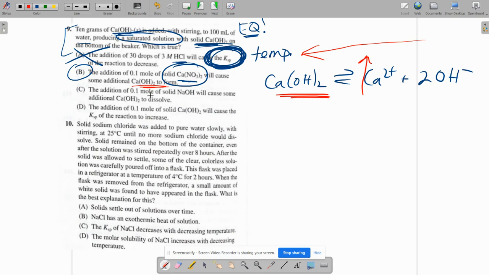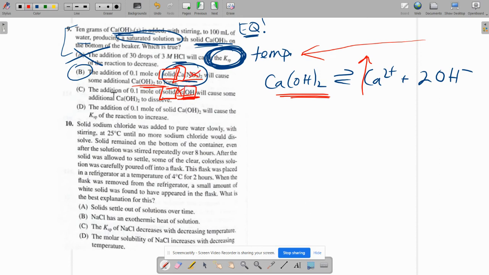The addition of 0.1 moles of solid NaOH will cause some additional calcium hydroxide to dissolve. By the way, interestingly enough, they use the word solid here, which you should pay no attention to, because both of these are strong electrolytes. So even though they're being added as solids, as soon as they hit that aqueous media, they will dissociate. So this is basically a source of calcium ions, and this is basically a source of hydroxide ions, with the sodium and the nitrate being spectators.